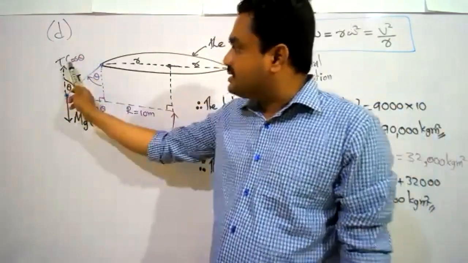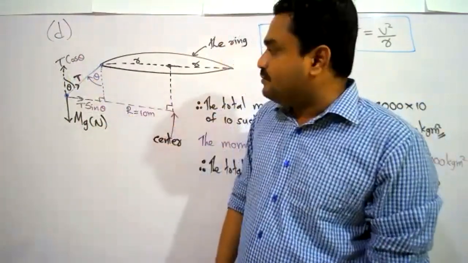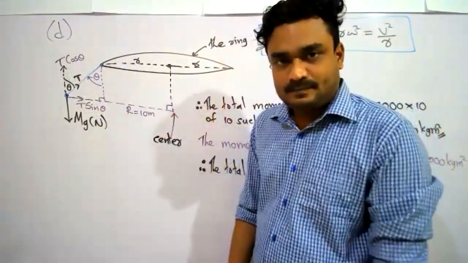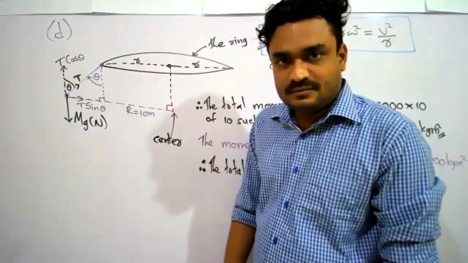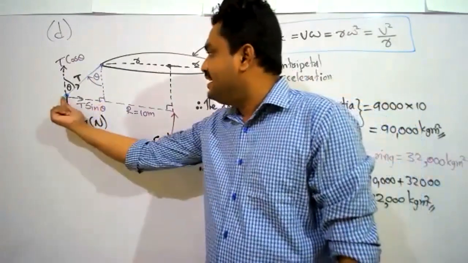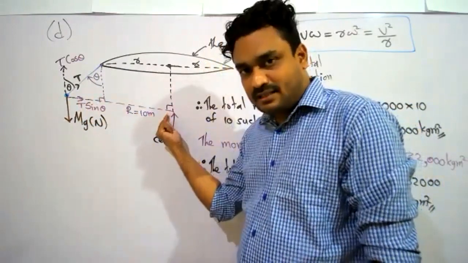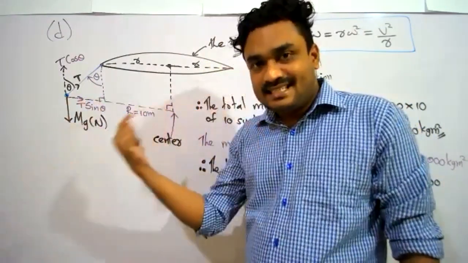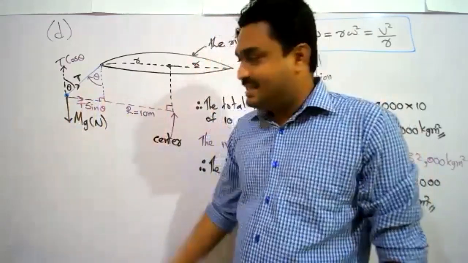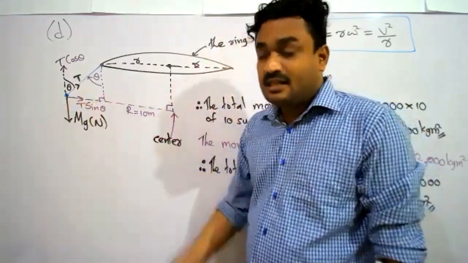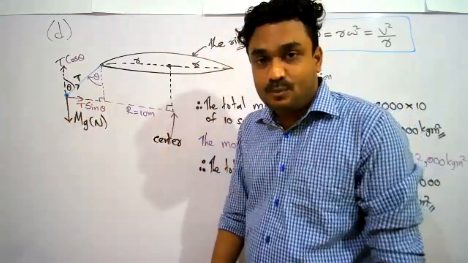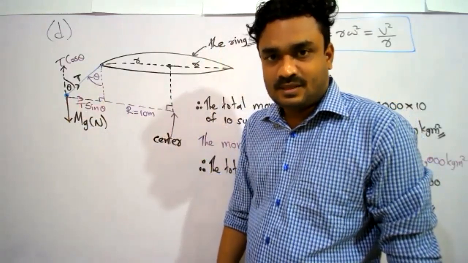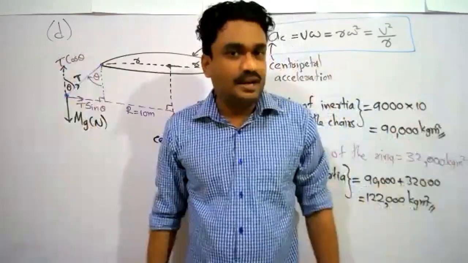Once you mark T cos theta and T sin theta, can somebody tell me what is the force component towards the center of the circular path? T sin theta. T sin theta is directed to the center of the circular path along which the man is moving with his seat. The force directed towards the center is said to be, what's the name? Centripetal force. Very good, excellent.